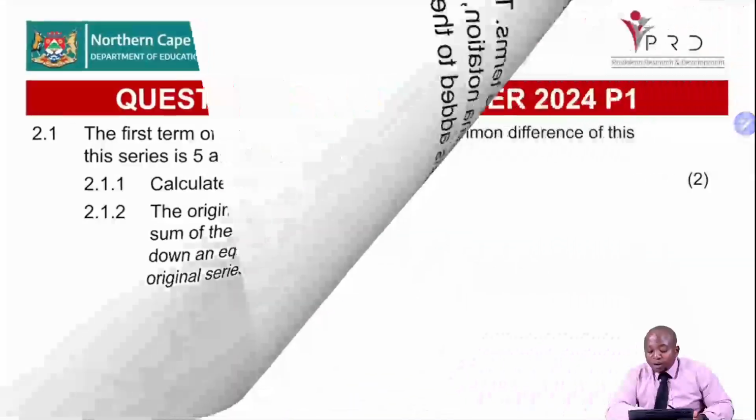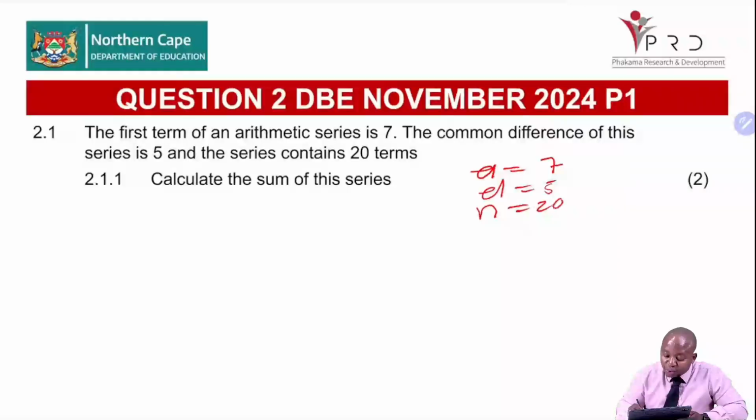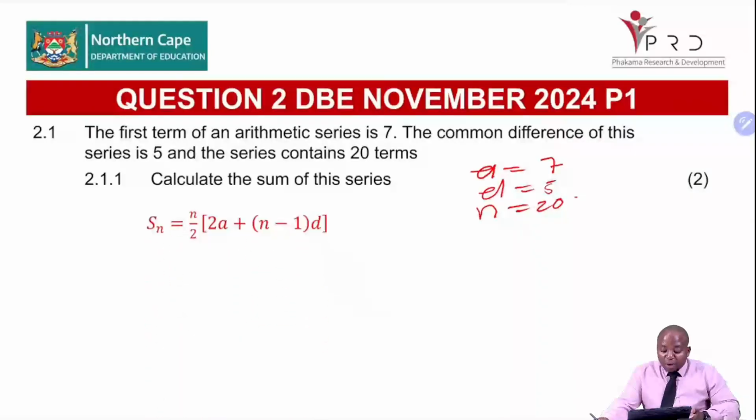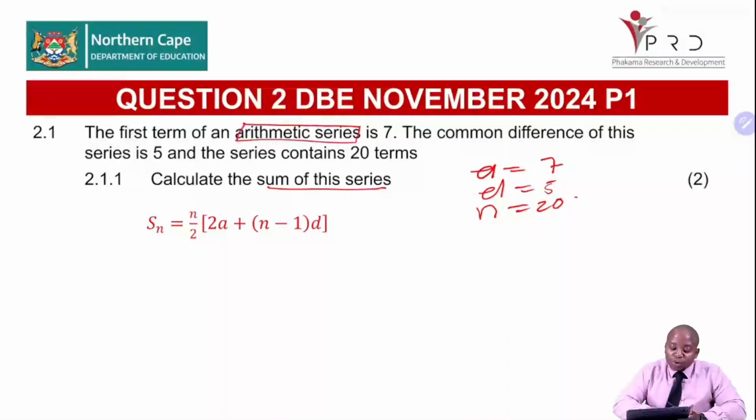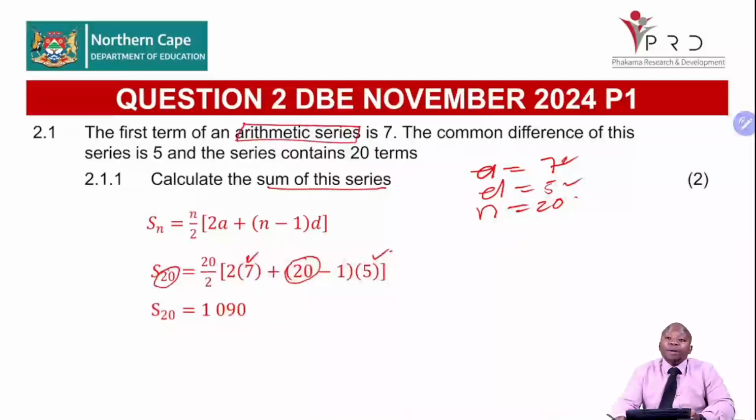Let's go to 2.1.1. Remember, we've established that our a is 7, our d is 5. We are told that n is 20. So what are we supposed to do here? We are going to write down the sum of the series. It is arithmetic, so I'm going to take the sum formula for arithmetic and substitute my values. When there's a, I place in 7. When there's d, I place in 5. When there's n, I place in the 20. So Sn, the sum to 20. Punch everything in my calculator. Then the sum to 20 is going to be 1090.